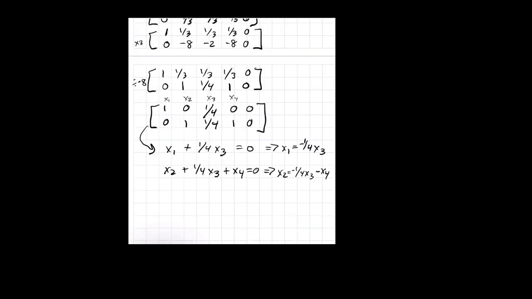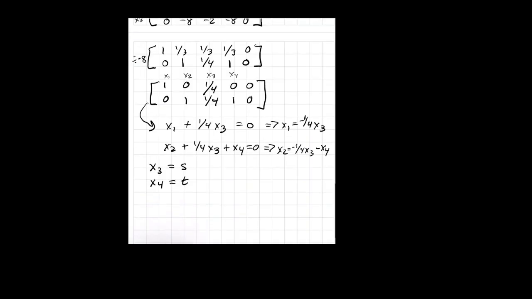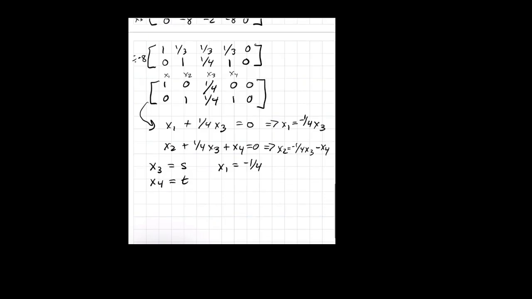So we would want to assign x3 arbitrarily to s. We're going to have to put this in our parametric equation format. And we're going to say our x4, we'll assign that to the parameter t. And then how would we rewrite everything? Then x1 is going to equal negative 1/4 s. And then x2 is going to equal negative 1/4 s minus t. So here's going to be our parametric equations for this solution.